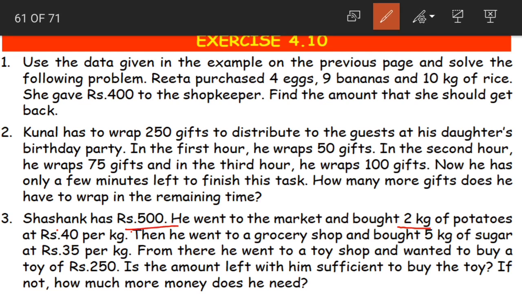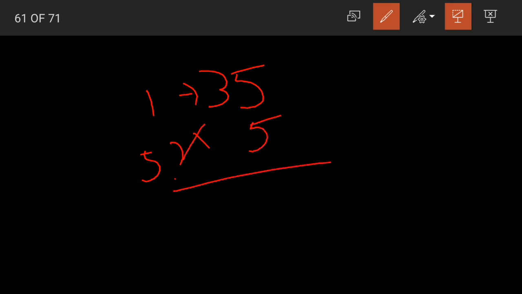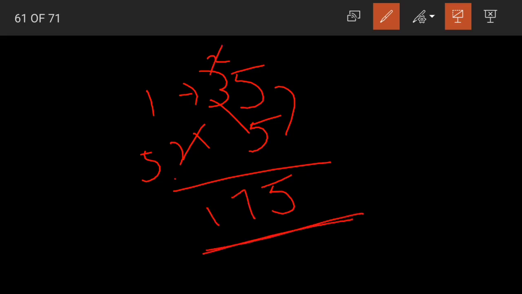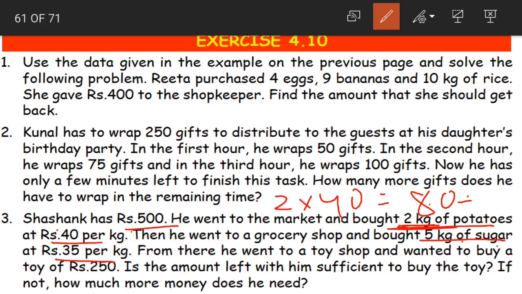See, from 500 rupees, Shashank has already bought 2 kgs of potatoes and 5 kgs of sugar. So let us find out the amount. 1 kg is 40 rupees. Then 2 kgs becomes what? 2 into 40 is equal to 80 rupees. 2 kgs, 80 rupees. Now 5 kgs of sugar at 35 rupees per kg. 1 kg is 35 rupees. Then 5 kgs becomes what? 35 into 5. 5 5s are 25, 2 carried. 5 3s are 15 plus 2, 175. So 175 rupees is the cost of sugar.